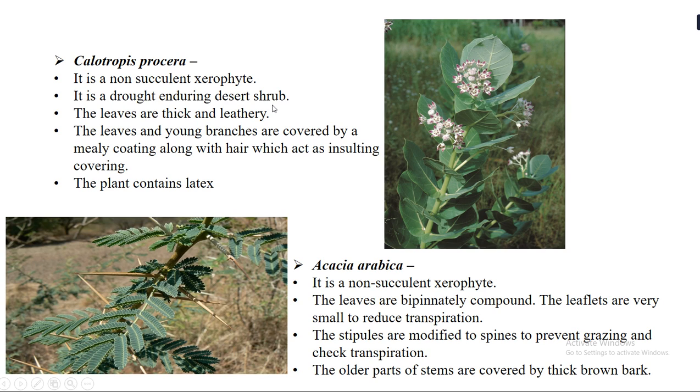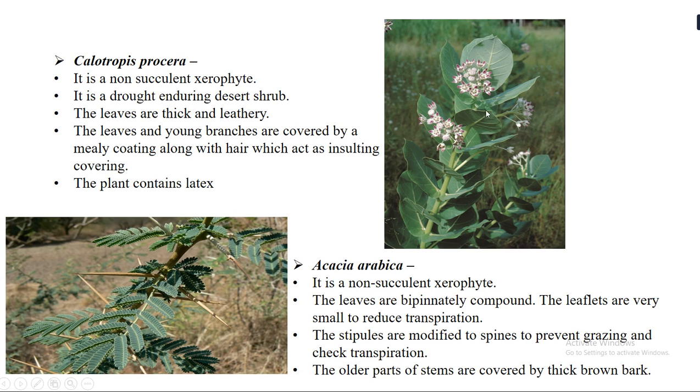What do you mean by drought enduring plant? Now drought enduring plants have an extensive root system which enables them to maintain growth even at the time of extreme drought condition. So that is how the other name for Calotropis procera, it is known as a drought enduring desert shrub. The leaves, as you can see, are thick and leathery.